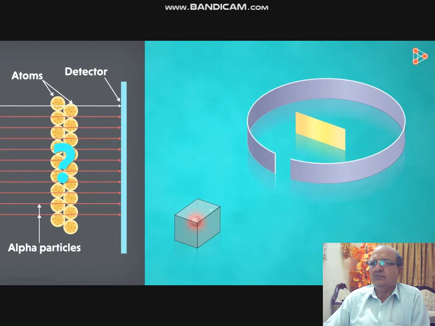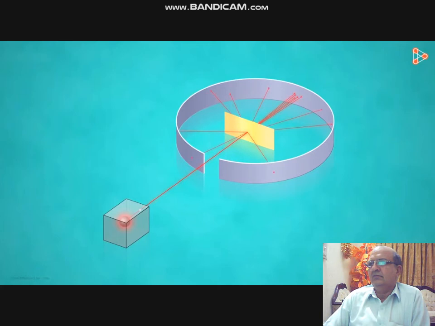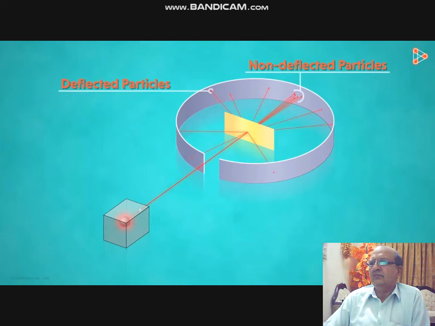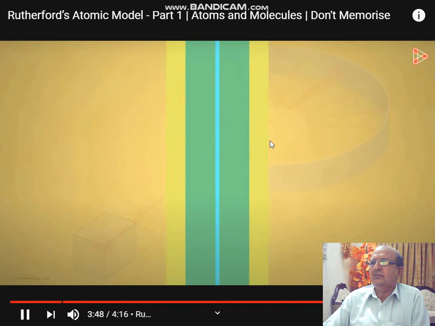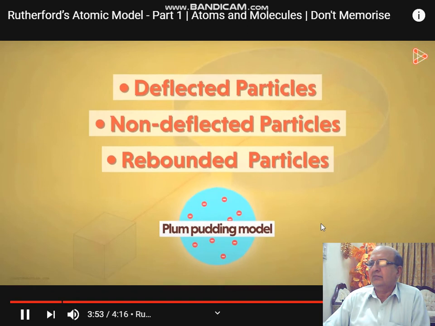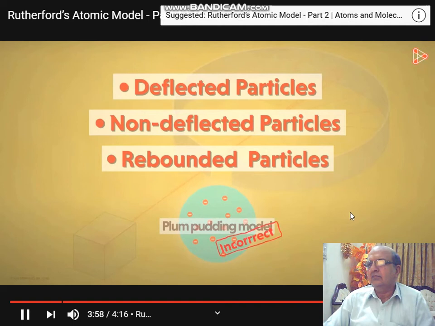What results did he get? He found that most of the fast-moving alpha particles passed straight through the foil and hit the detector. However, some particles got deflected by small angles. And lastly, to his astonishment, few alpha particles also rebounded. Now, how can this be possible? These three observations made Rutherford think that the plum pudding model is not really correct. Based on the conclusions he had, he put forward a new hypothesis explaining the structure of atoms.